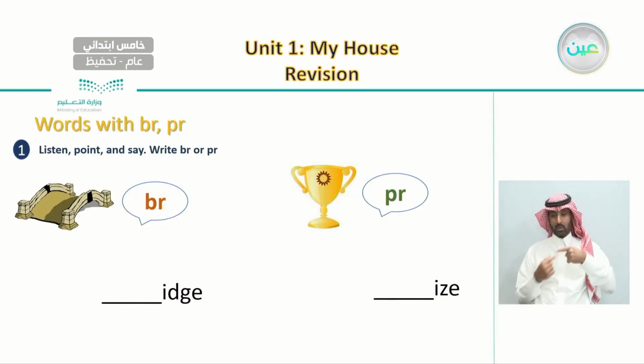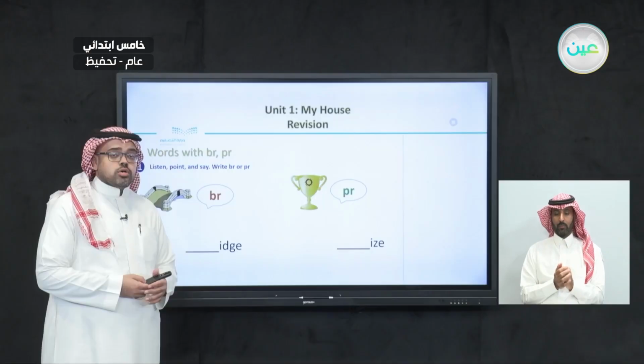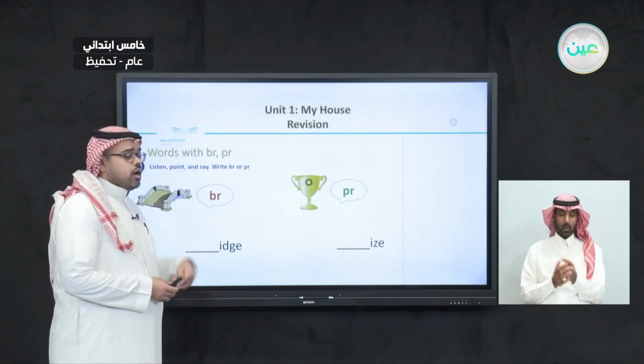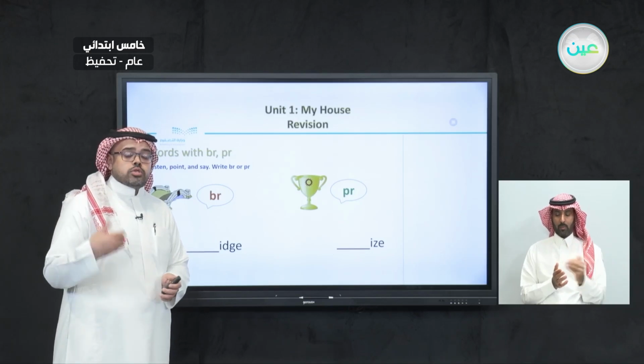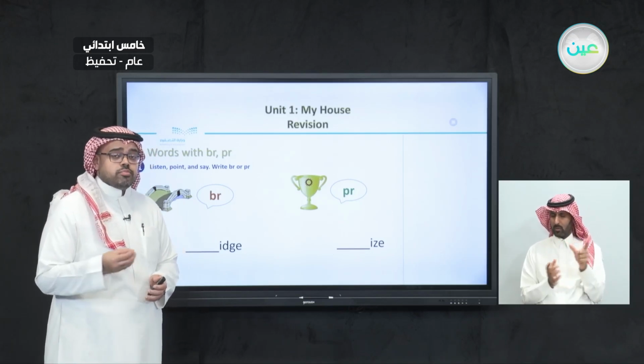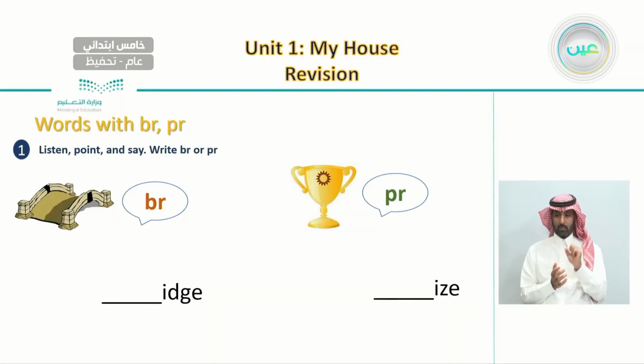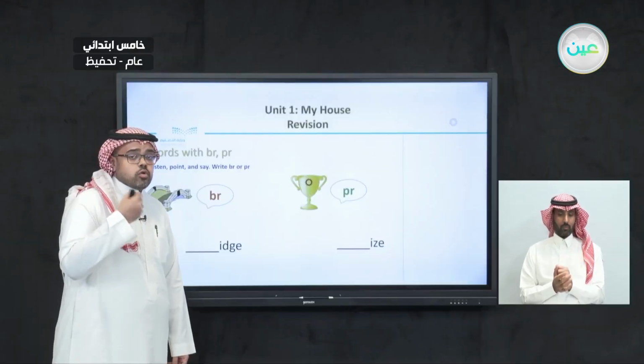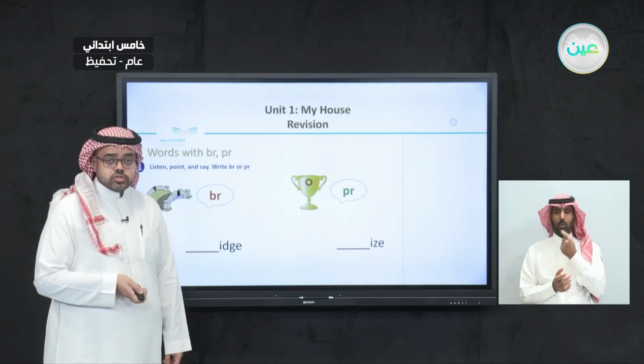Quick revision of our last lesson. In our last lesson, we talked about words with BR and PR, where we talked about the differences between these two pairs of letters. We said that the only way we can know the differences between BR and PR is by listening to different examples of these letters. So, for example, here we have the BR and here we have the PR, which needs more stress than the first one.